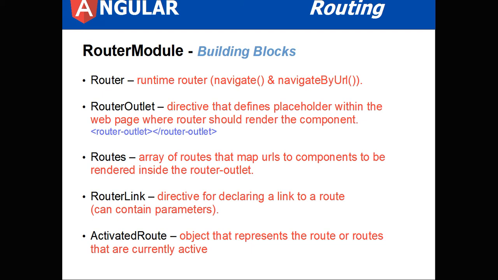We have a routes object, which is an array of routes that map the URLs to components to be rendered inside the router outlet. The router link is a directive for declaring a link to a route, and that can contain parameters as well. And then you also have an activated route, which is an object that represents the route or routes that are currently active.